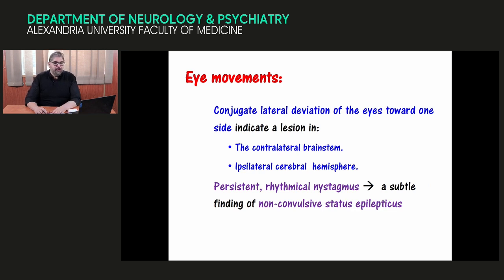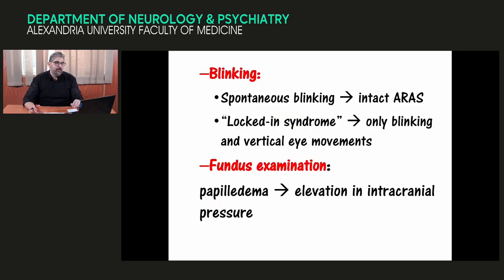Conjugate lateral deviation of the eyes towards one side may also be a clue. It may point to a contralateral brainstem lesion or an ipsilateral cerebral hemisphere lesion. It means that if the patient has a lesion in the right hemisphere, both eyes may look to the right, and of course the opposite for the brainstem. And persistent rhythmical nystagmus may be a clue for a subtle finding of what is called non-convulsive status epilepticus.